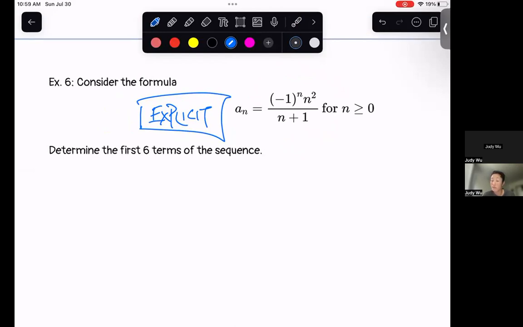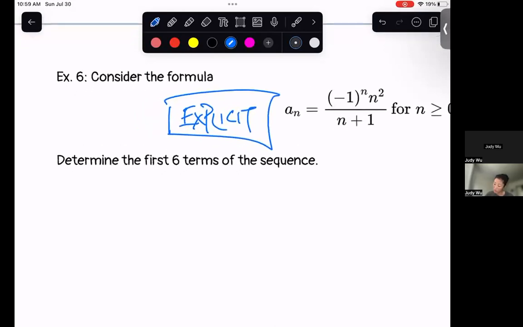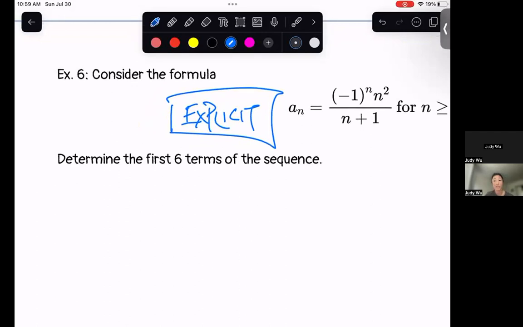Also, keep in mind that what we have here is a discrete function. So if we were to imagine these points on a grid, we would not connect them with any sort of line or curve because there are no values for n that are not integer values. In fact, they actually have to be positive integers. So let's go ahead and determine the first 6 terms of the sequence.